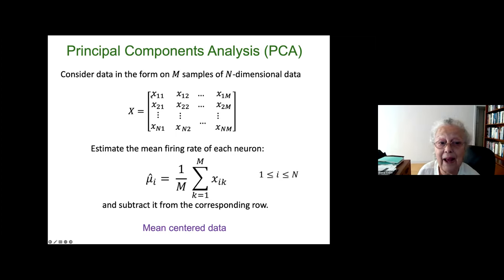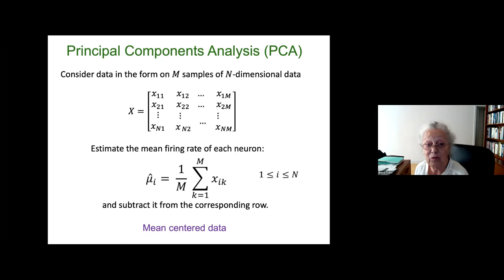We do that by taking the empirical mean. It's an estimate, it's not the true mean, it's an estimate based on the data. For each neuron, I sum all the activity on a row, which is all the trials for that neuron, and I divide by M, the number of trials. So X_ik is the activity of neuron i on reach k. I sum k from 1 to M and divide by M. I put a hat over it because it's an empirical estimate based on data.